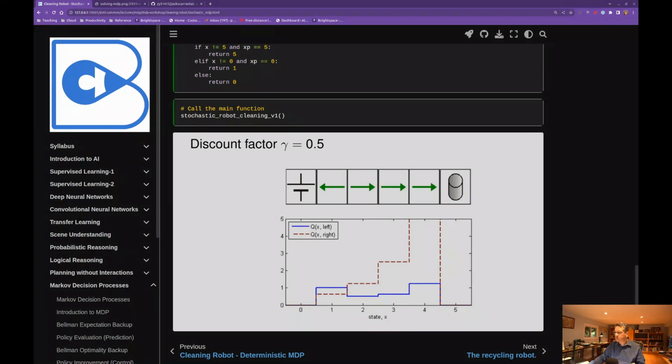So what Q star is going to give us is the maximum across these two policies that we have here for all states. So the Q star will be the blue level over here, the red level over there, and so on, all the way until state 4. And of course, we are going to have the same value for 0 and 5, but states 0 and 5 are terminating states.